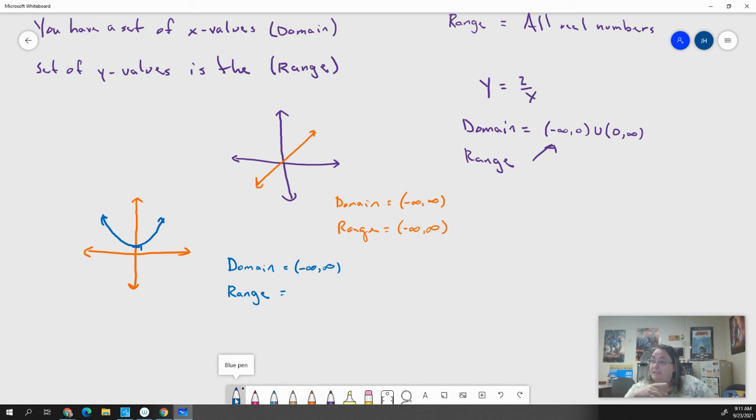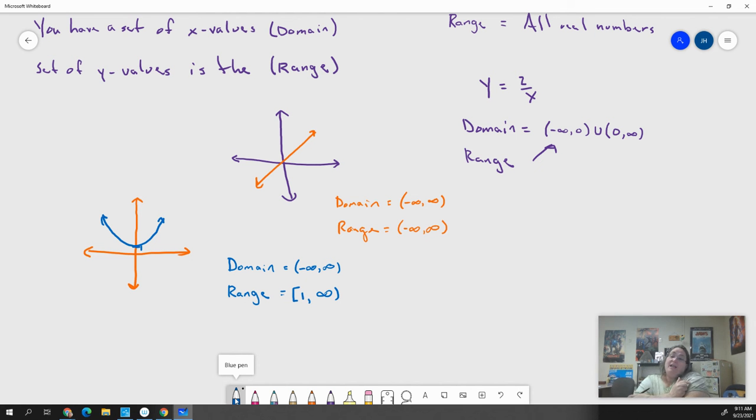So if I look at this, I'm going to say that my range starts at 1. It's even including 1, right? It's got a dot on there. And it's going to go up forever and ever. It's always going to go into positive infinity, right? It's never going to get below.